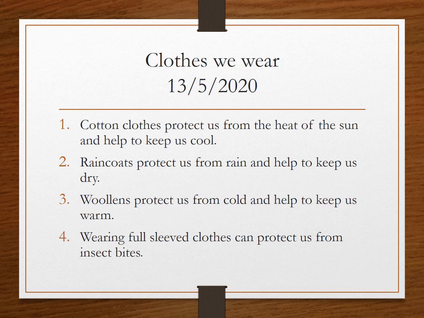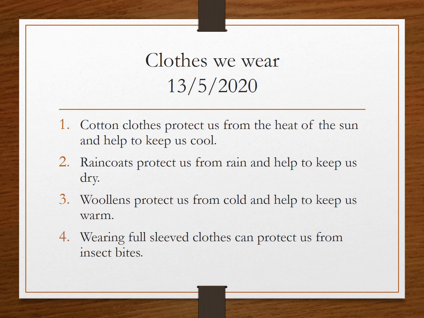First point is cotton clothes protect us from the heat of the sun and help to keep us cool. When we wear cotton clothes, in summers you tend to sweat a lot, and these cotton clothes absorb the sweat and keep you cool. Next is raincoats. You use them in rainy season.